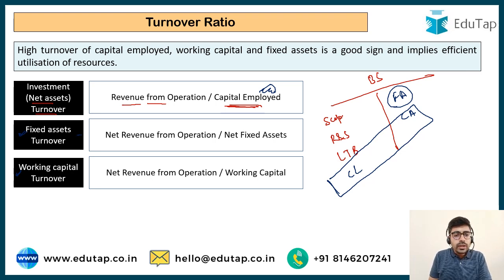Fixed asset turnover ratio: in the numerator we are going to have sales and in the denominator we are going to have fixed assets. And working capital turnover ratio: in the numerator we are going to have again sales and in the denominator we are going to have working capital. So this is how you should remember these ratios. If the ratio is higher, it is a very good sign and it implies efficient utilization of the resources of the company.